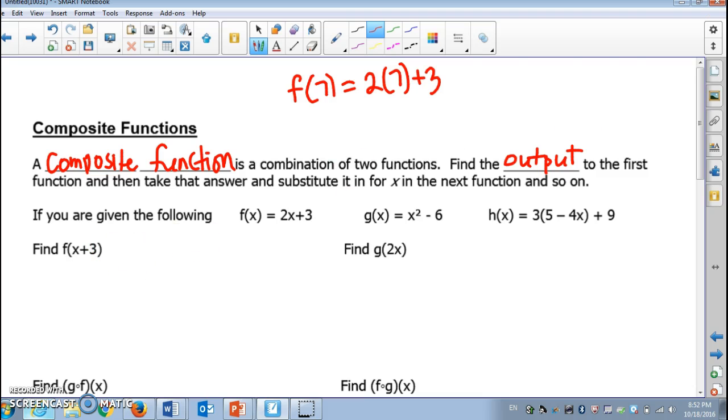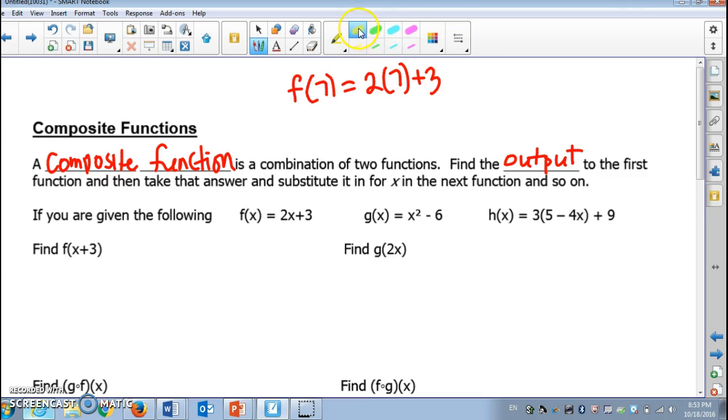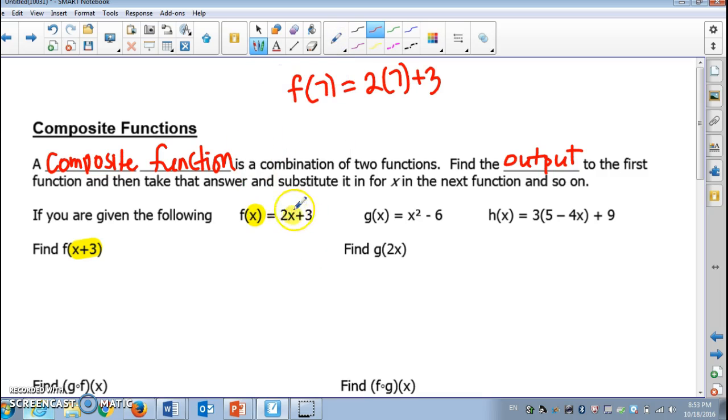Now, let's take a look at the next question. It says find f of x plus 3. So this time it's not just a number. We have x plus 3, an expression inside. But we're going to be doing exactly the same thing. You see f of x is 2x plus 3, and we're looking for f of x plus 3. So all you do is you replace this x with x plus 3.